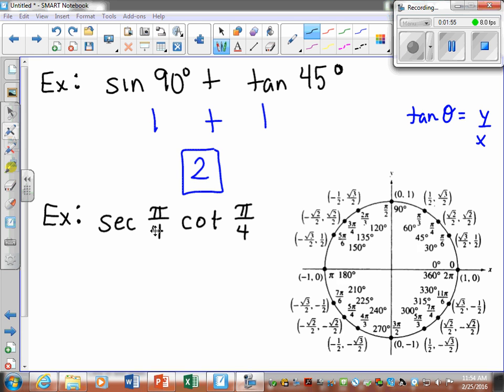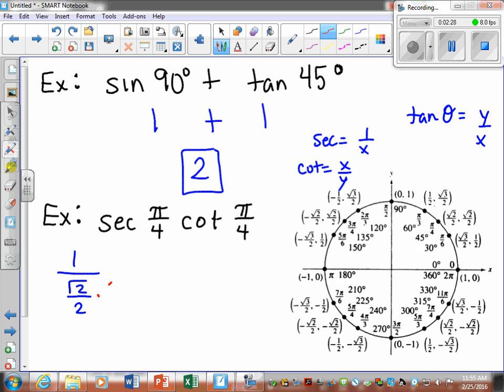Secant of pi fourths times the cotangent of pi fourths. Okay. So you can remember this by the definition: the secant is 1 over the x value, and cotangent is your x over your y. So go work those. 1 over the square root of 2 over 2, which then, this is the secant of pi fourths.